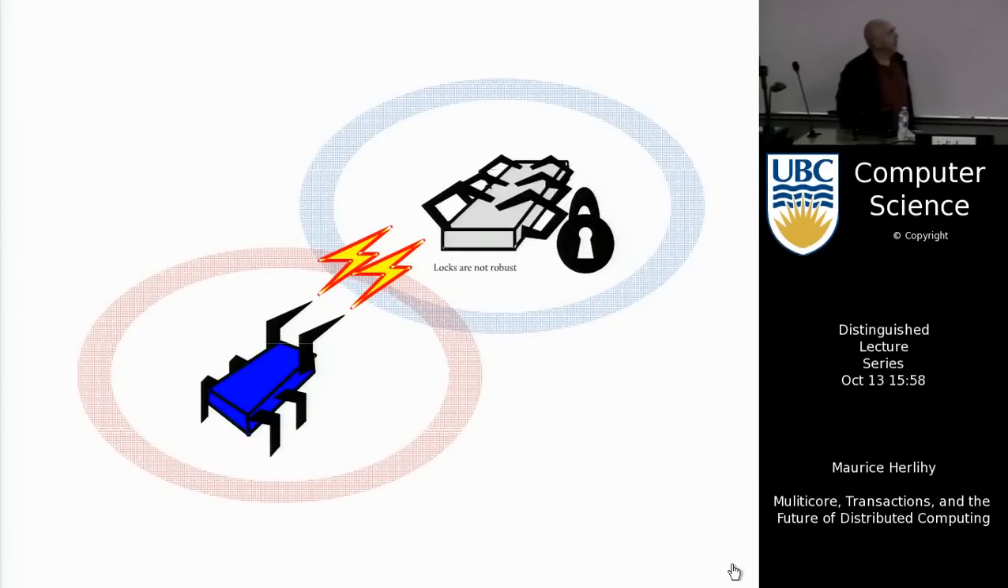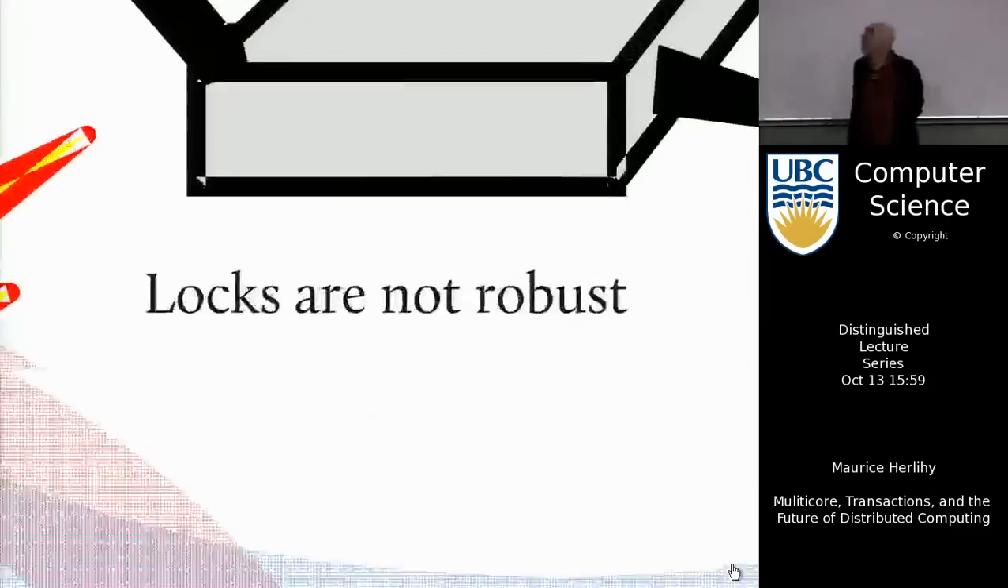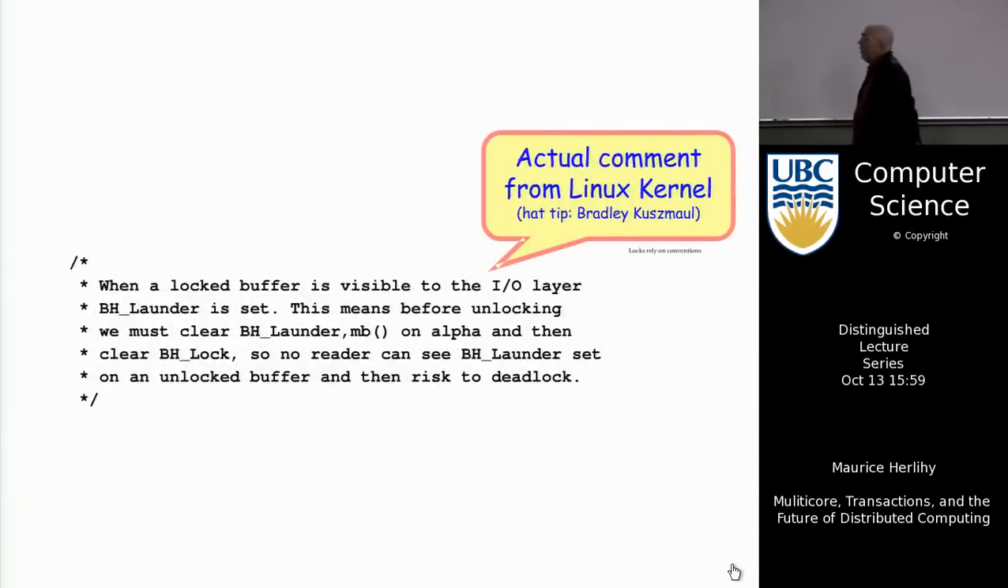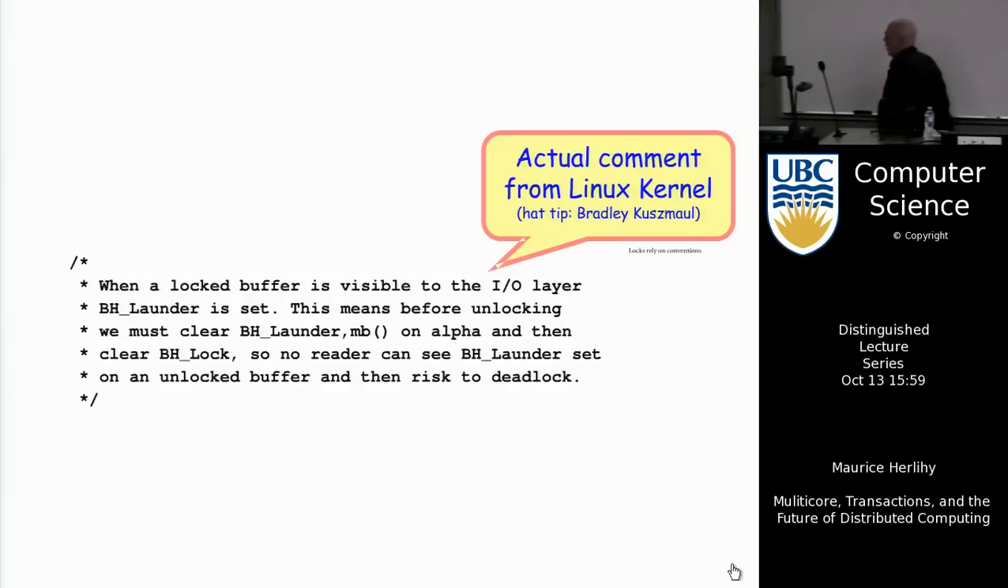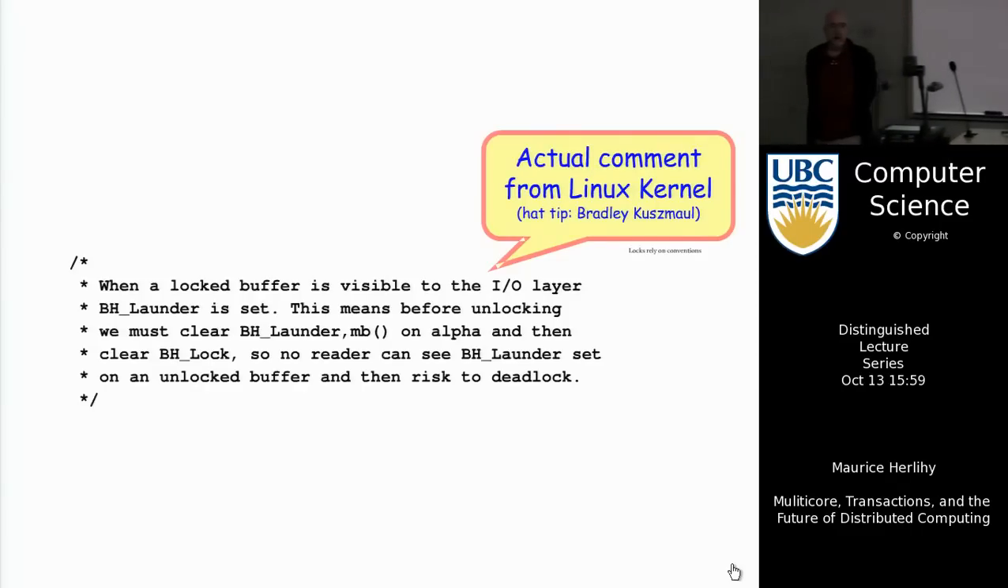So one problem with locking of any kind is that locks aren't robust. That is, if some thread takes a page fault and goes on vacation for a few million cycles, then if it's holding a lock, nobody else can make progress. A similar kind of problem that people don't often realize is that locking is based on conventions. That is, the relation between the lock word and the data exists only in the mind of the programmer.